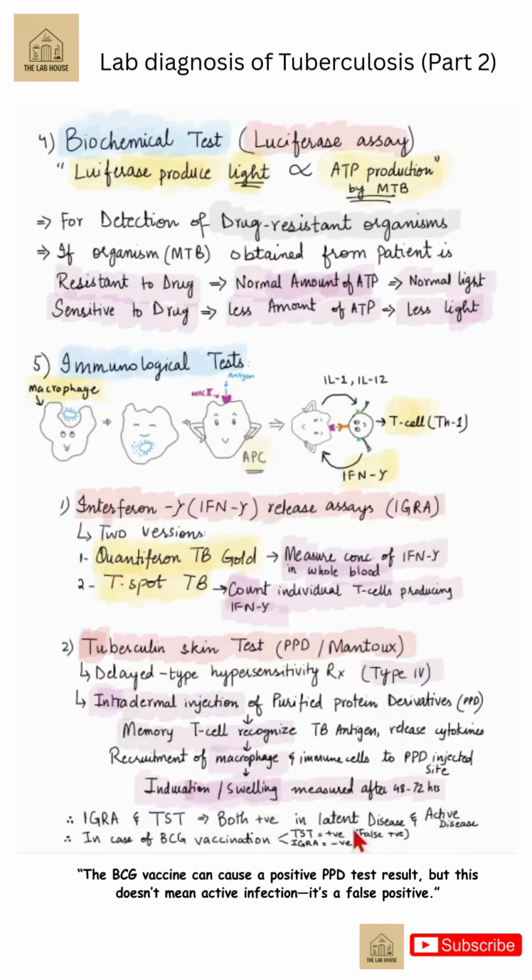In latent disease, you cannot see the visible symptoms, while in active disease, you can see the visible symptoms. But in case of BCG vaccination, the vaccination for TB, tuberculosis, you can get a false positive tuberculin skin test in case of BCG vaccination, while the IGRA will remain negative in case of BCG vaccination. So BCG vaccination can give you a false TST test positive.